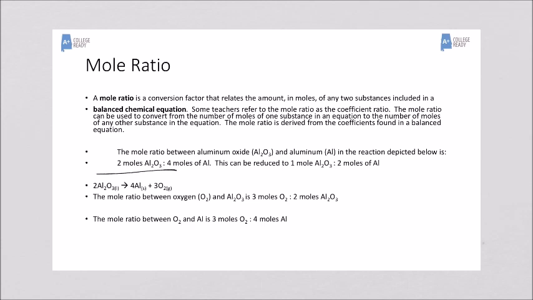So for example, if we looked at this balanced equation, the mole ratio of, let's say, aluminum to oxygen gas would be 4 moles of aluminum to 3 moles of oxygen gas. The mole ratio between aluminum and aluminum oxide would be 4 moles of aluminum to 2 moles of aluminum oxide. And it would probably be better to reduce that down to 2 moles of aluminum to 1 mole of aluminum oxide. The ratio between oxygen and aluminum oxide, 3 moles of oxygen to 2 moles of aluminum oxide. Again, that's called a mole ratio, and it's derived from the coefficients of the balanced equation.